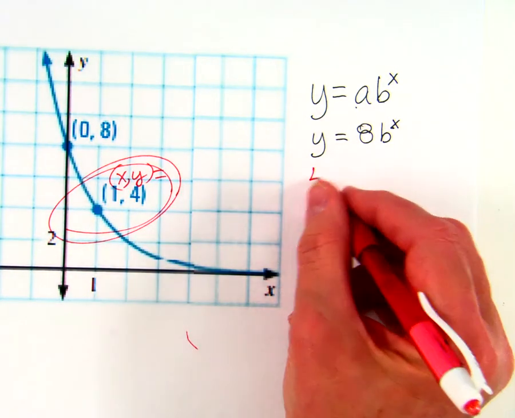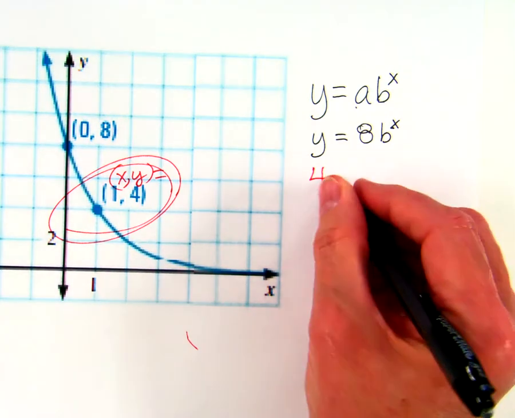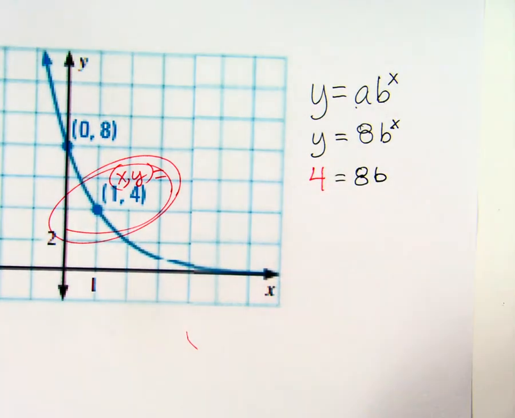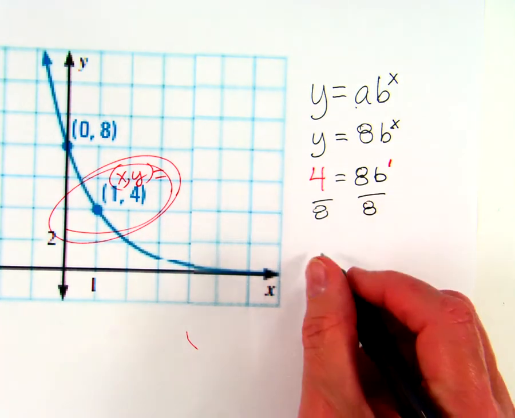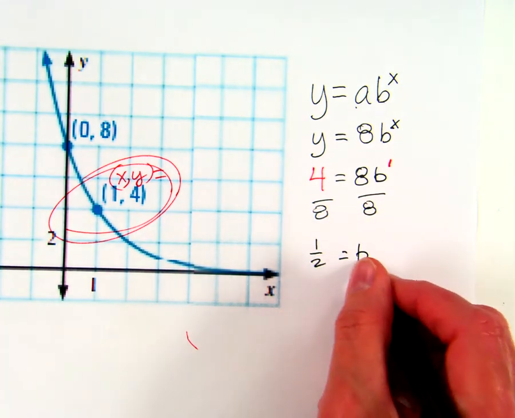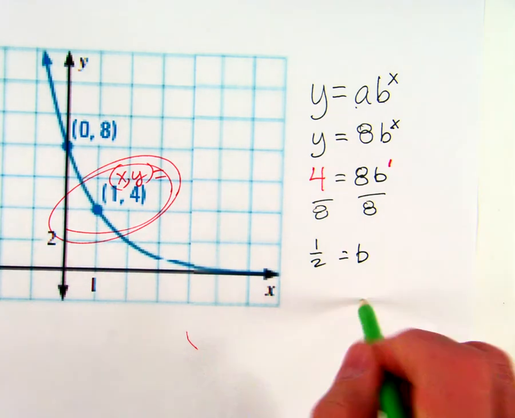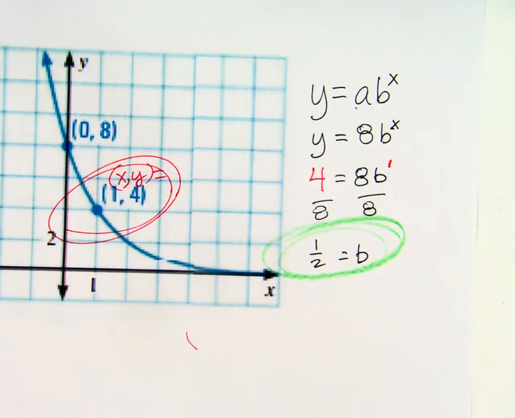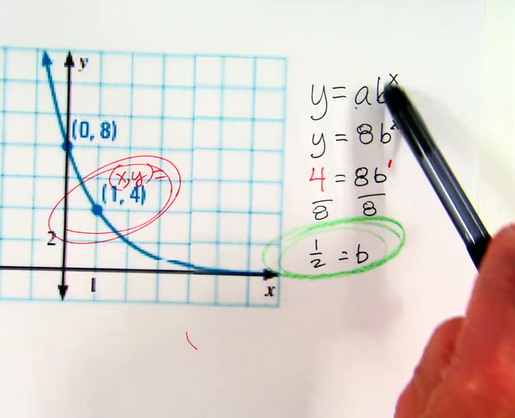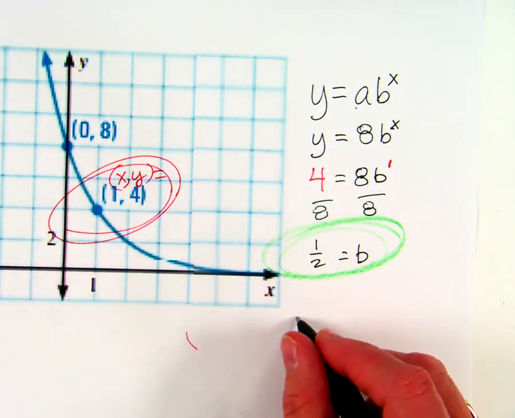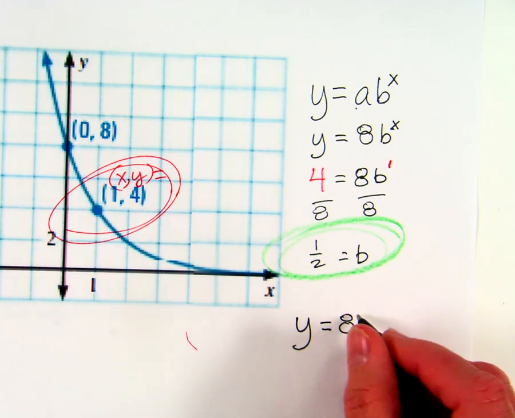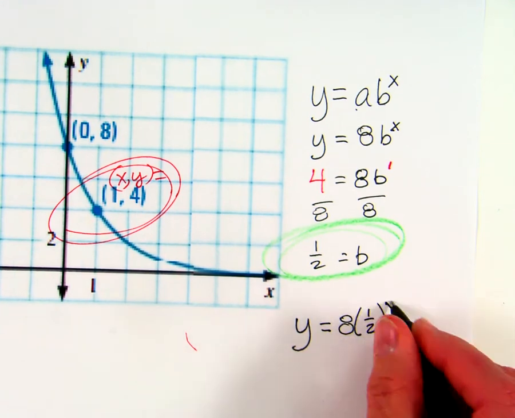So I'll go ahead and put in 4 for y, substitute that in, equals 8 times b to the 1. Solve for b, because b is what I want to know. That'll give me 1/2 equals b. Now I know my decay factor. I'll go back to my original equation, put in the decay factor and the intercept, and I'll have the equation. y equals 8 times 1/2 to the x.